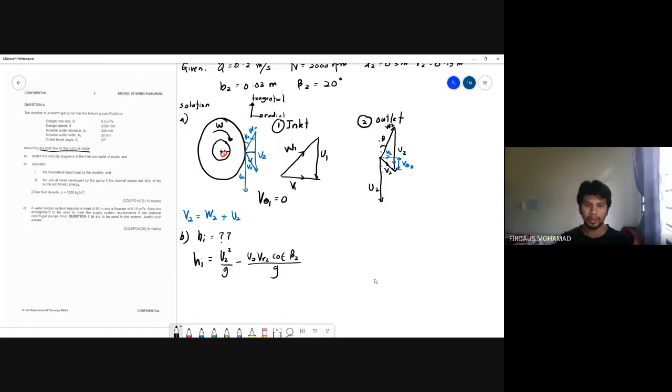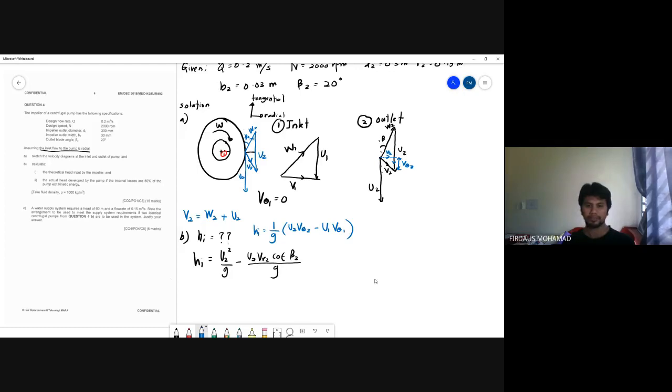Okay, ataupun satu lagi, H I equal to, sama sebenarnya, 1 over G, U2 V theta 2 minus U1 V theta 1. Okay, so you akan dapat equation sama. H I guna this equation ataupun H I guna this equation. In fact, kalau you nak guna this equation, V theta 2 is determined based on cot. Okay, so sama je.